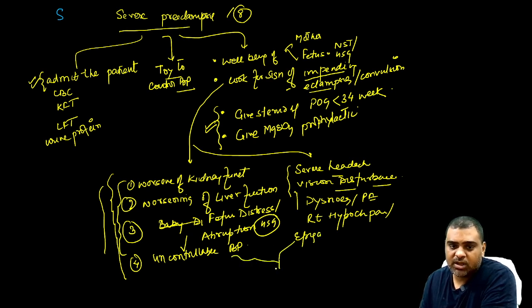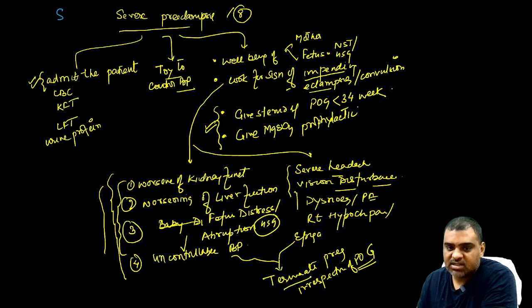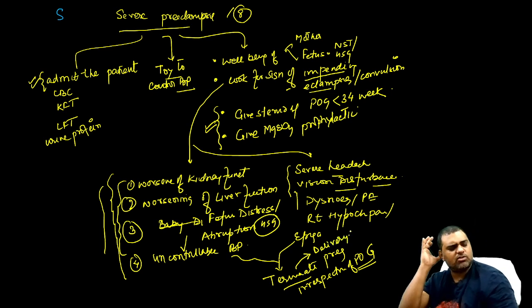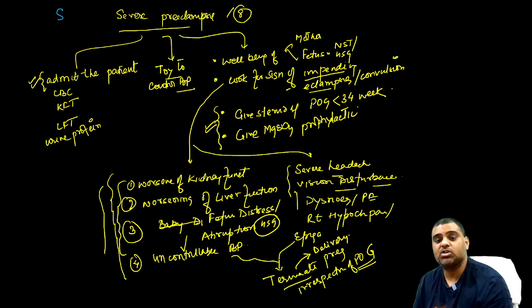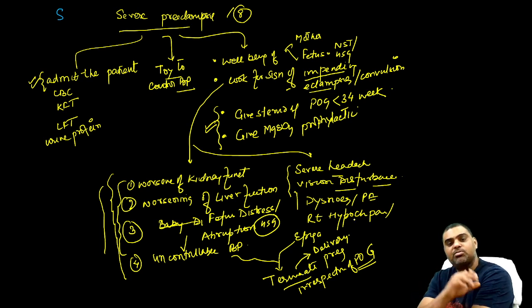In any of these impending signs, you will terminate the pregnancy irrespective of period of gestation. Termination doesn't mean medical termination. Terminate pregnancy means you will do the delivery. And in cases of eclampsia, mild preeclampsia, severe preeclampsia, chronic hypertension, the preferred way of delivery is always vaginal delivery until and unless there is an obstetric indication for cesarean section. Okay, so you will terminate the pregnancy.